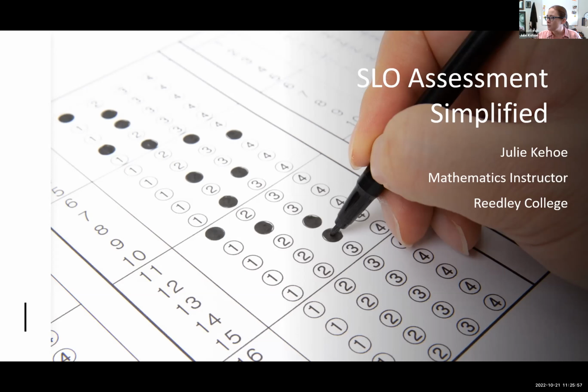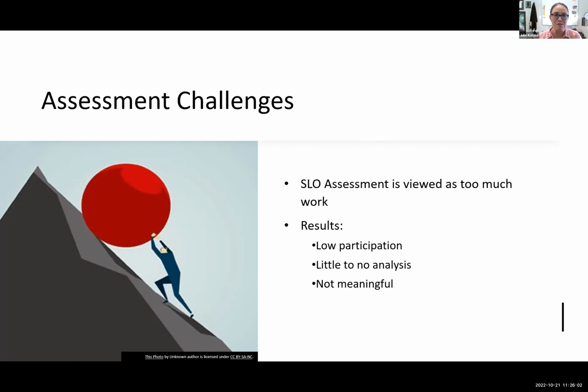If we think about the challenges we face with getting people to do outcome assessment, I've been an outcomes coordinator in the past, and I'm currently a program review coordinator. I'm usually pushing people to do this, but it's viewed as too much work. We get to the end of the semester, and we don't want to bother with filling out paperwork and collecting data. So we end up with either low participation or not a very good analysis of the data. It's kind of just checking a box, and it ends up being not a very meaningful process.